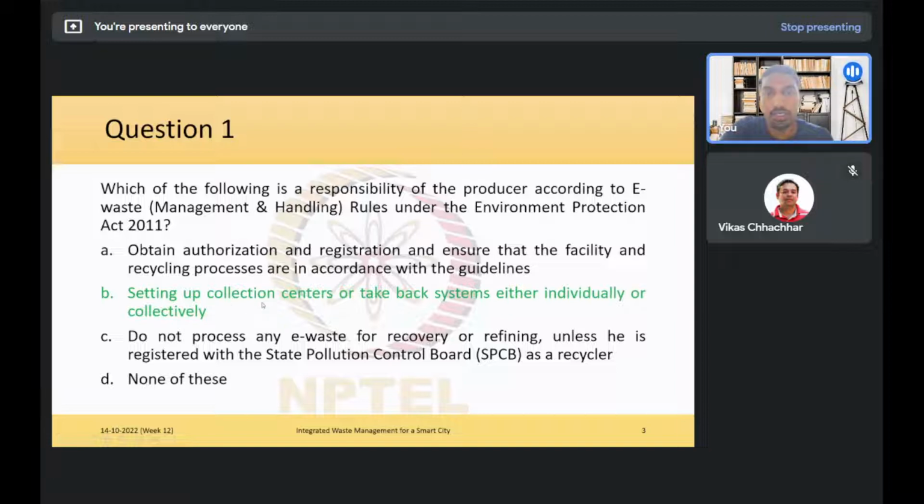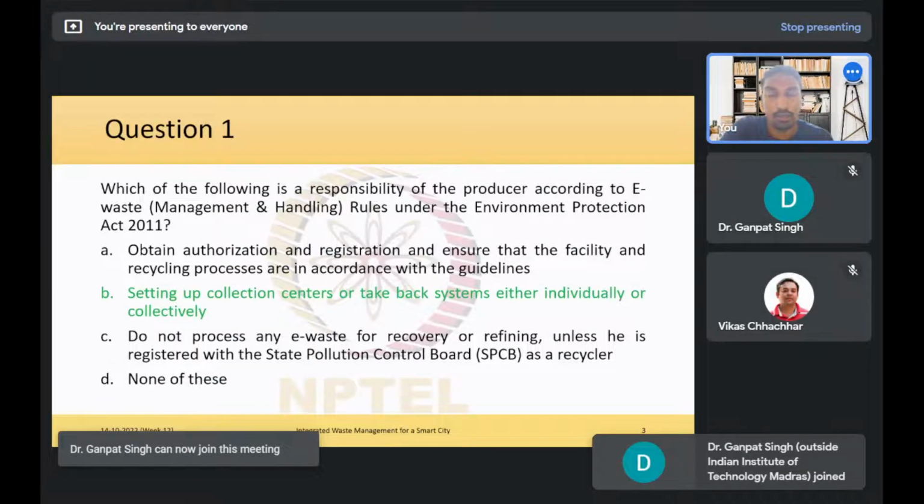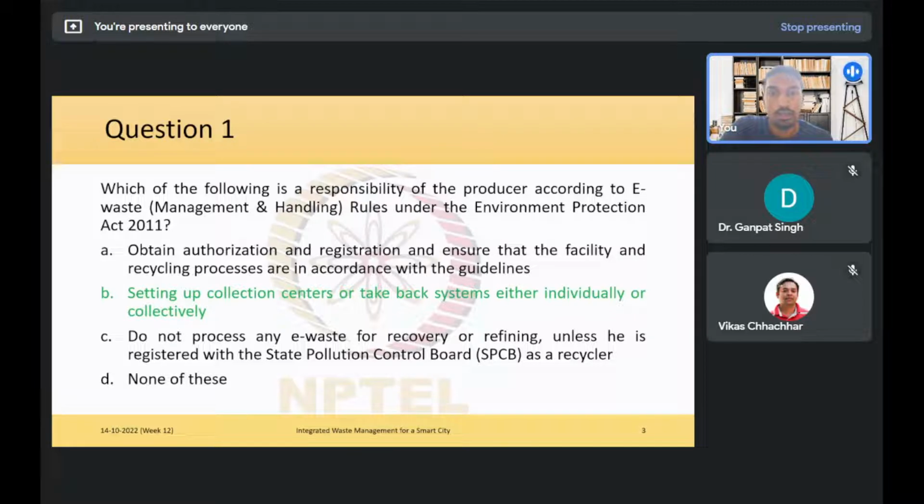This comes under what is mentioned as the extended producer responsibility. In the e-waste management rules, they included this extended producer responsibility, which means that the producer is responsible for e-waste management at all stages of the product's life cycle, right from manufacturing until the end of life. So the producer has some responsibility in the management of the e-waste, and as part of that, the producer is supposed to set up collection centers or any take back system.